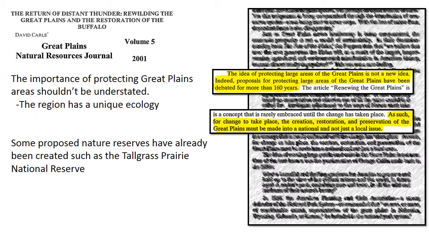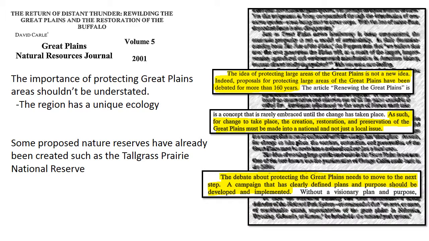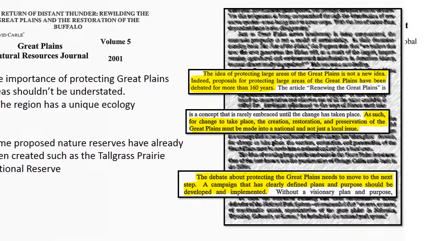He says, for change to take place, the creation, restoration, and preservation of the Great Plains must be made into a national and not just a local issue, and that the debate needs to move to the next step. A campaign that has clearly defined plans should be developed. In fact, some proposed nature reserves have already been created, such as the Tallgrass Prairie National Reserve.